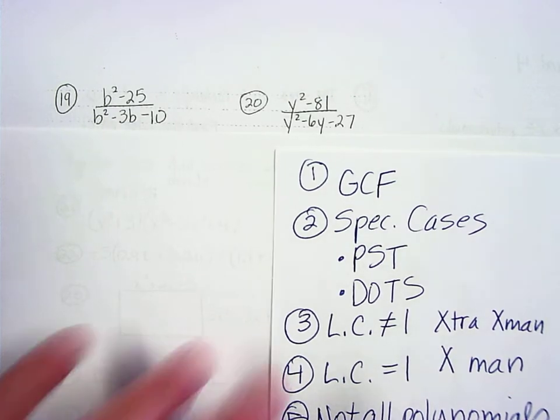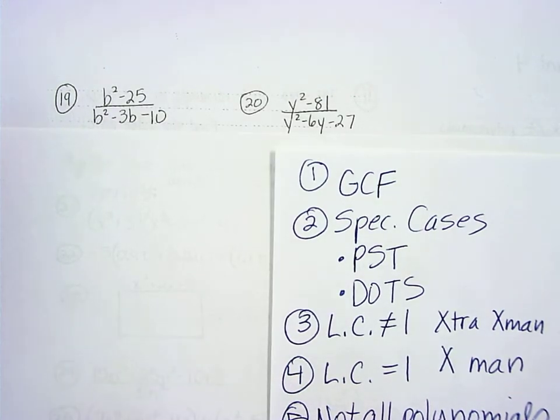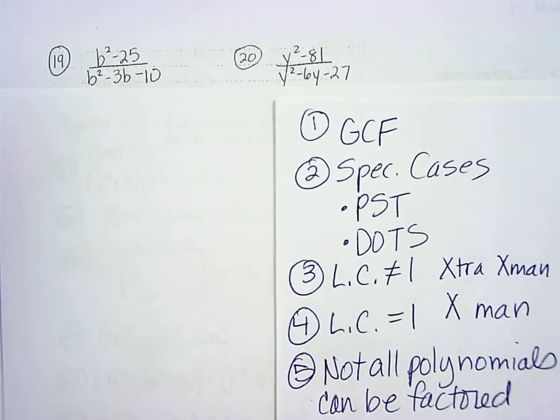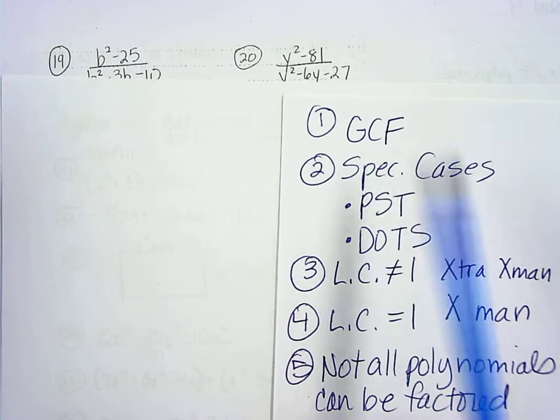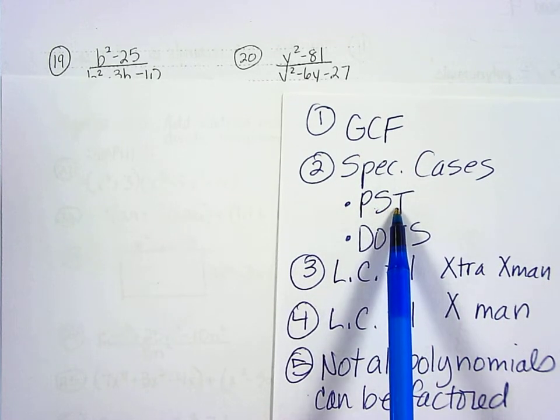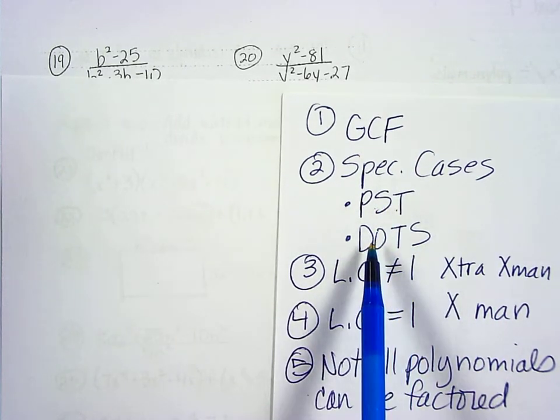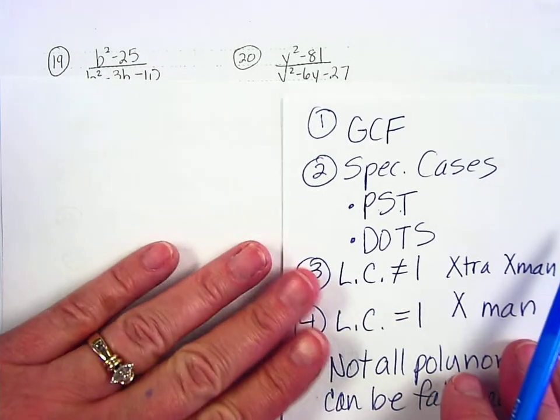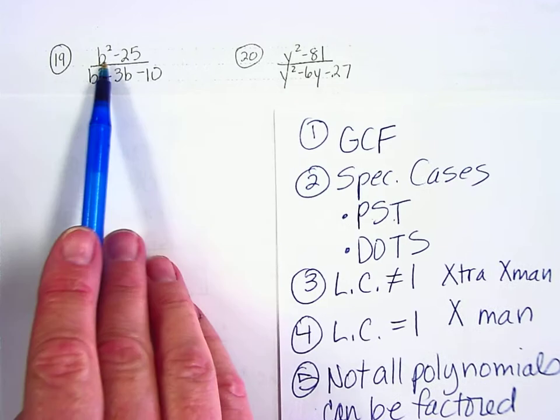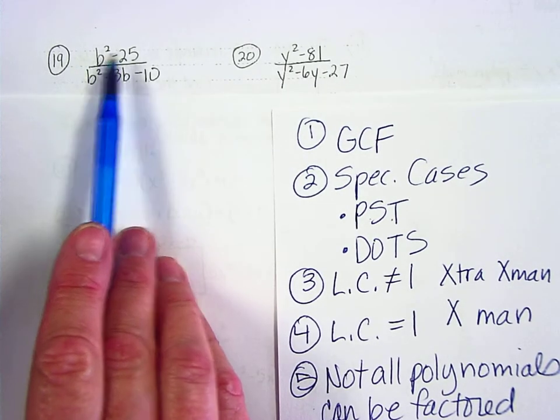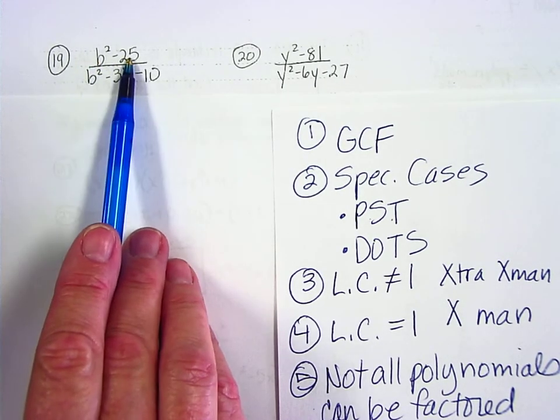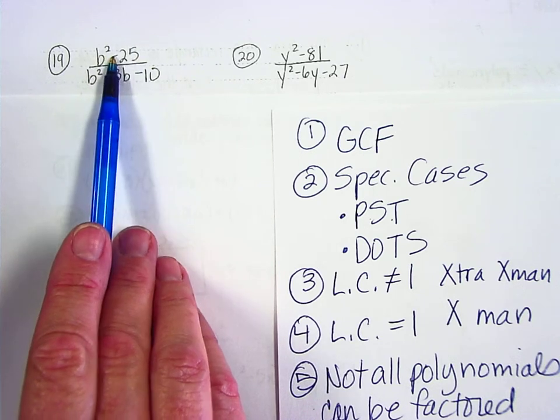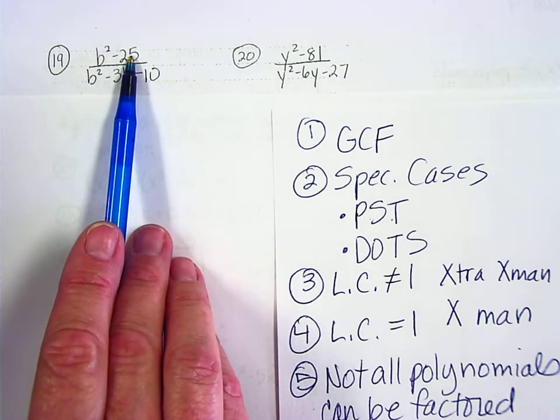Okay. So, for b squared minus 25, there's no GCF. Special cases, it's not PST because it's not a trinomial. And I believe it's dots because I have 2 terms. We're finding their difference. We're subtracting, and both of these are square numbers. So dots means the difference of 2 squares, which is exactly what this is.